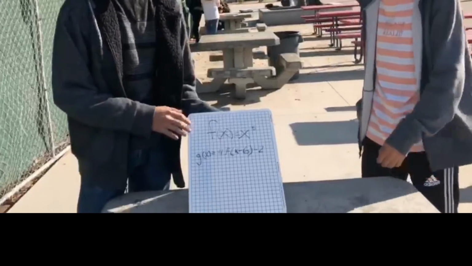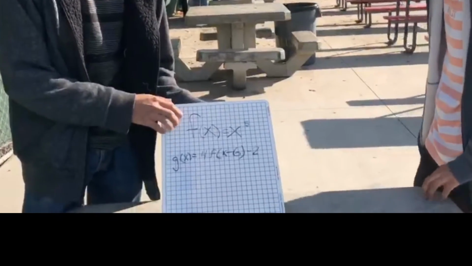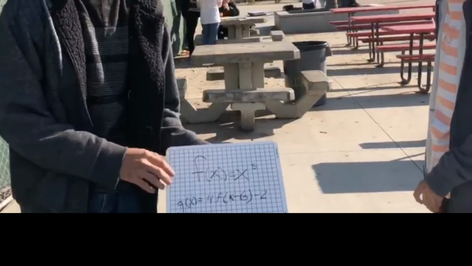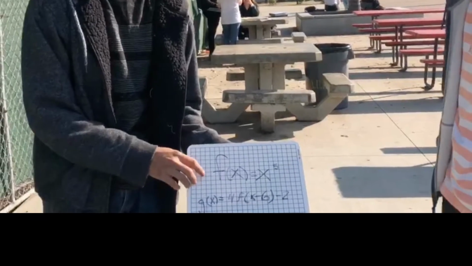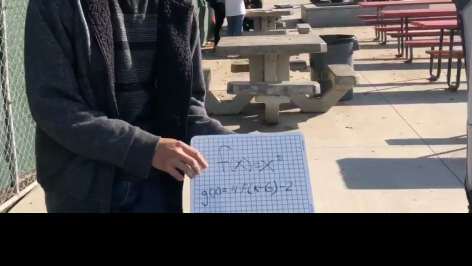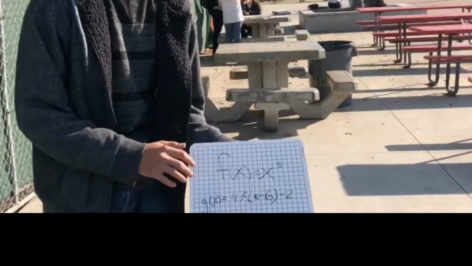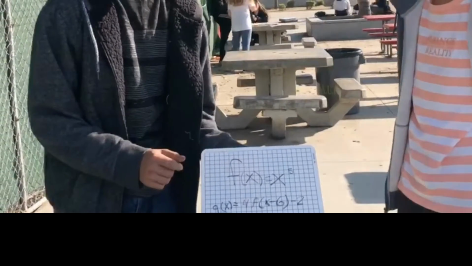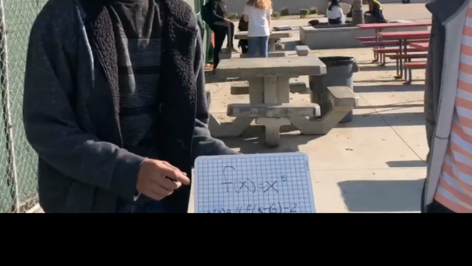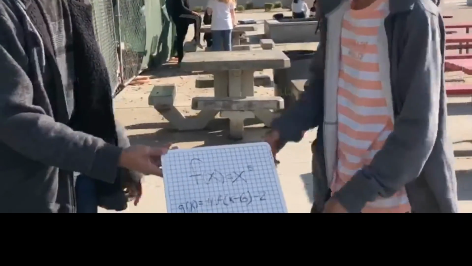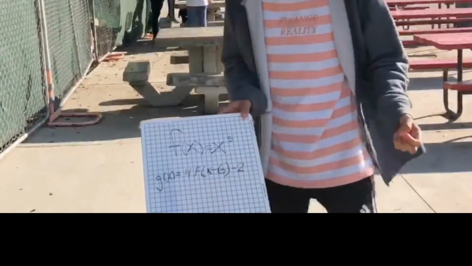So this is question number 6. It's f of x equals x to the 5th power, and what we're going to do is transform it to g of x equals 4 f of x minus 6, minus 2. The 4 in front of the f is to vertically stretch the graph by a factor of 4. Then we have parentheses. We have x minus 6.